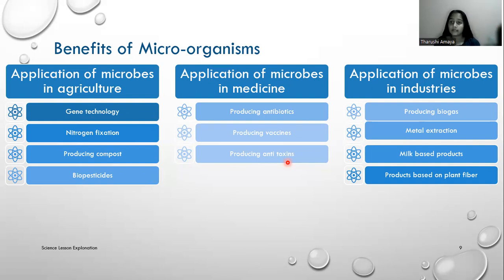The simplest and most effective technology used for metal extraction from low-grade ores is using microorganisms. And this is known as bioleaching. Uranium and copper are two metals that are extracted by using bioleaching.